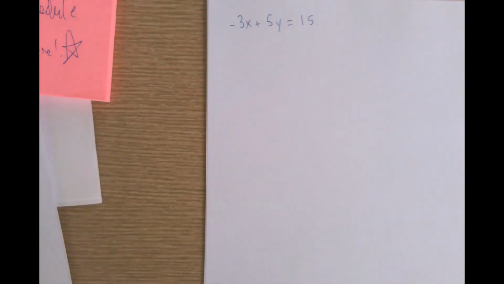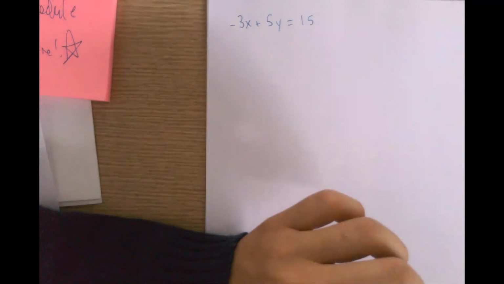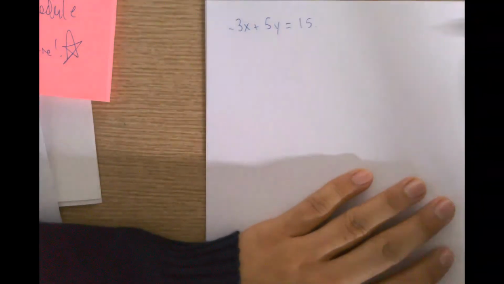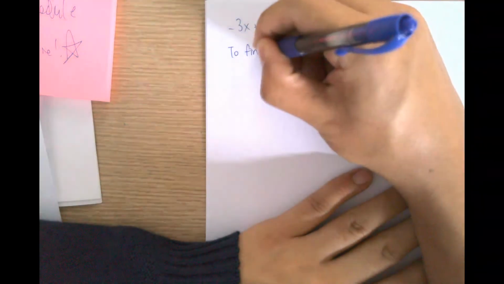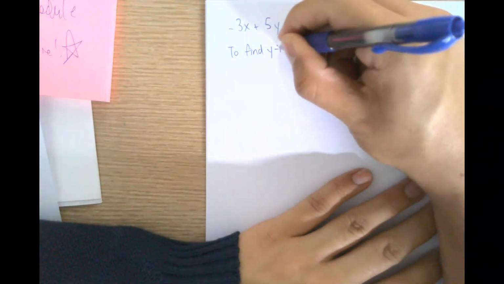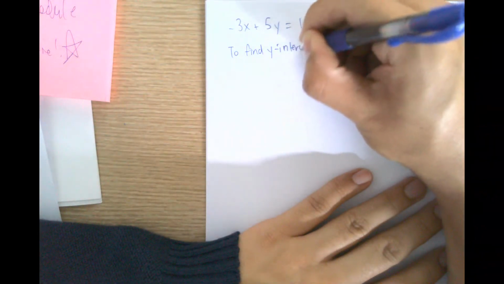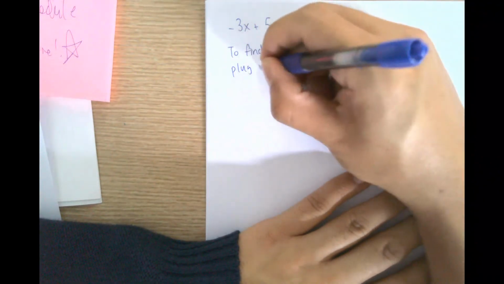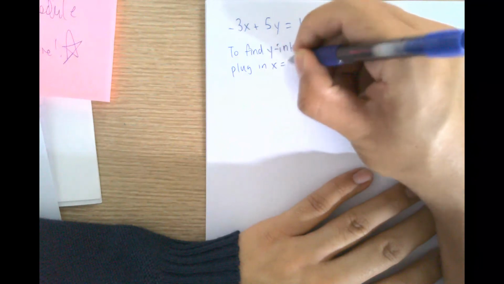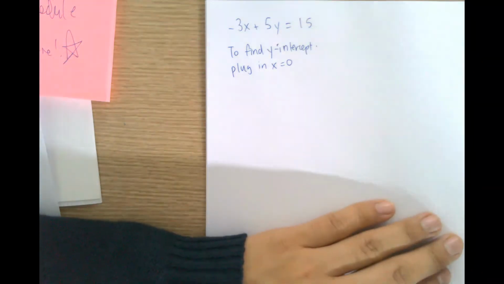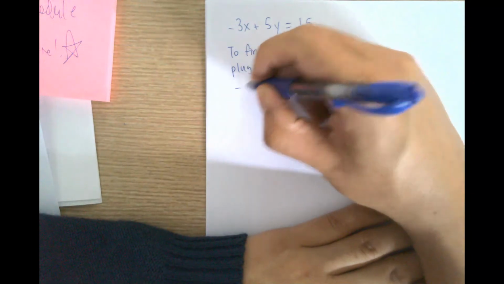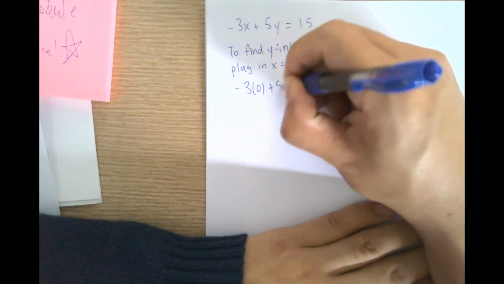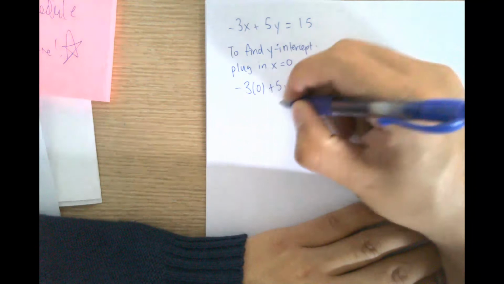Okay, so if they ask us to plot the line using the x and y intercepts, then what we need to do is to find the x and y intercepts. Okay. So to find the y-intercept, we plug in that x is equal to 0. So in this case, negative 3 times 0 plus 5y equals 15. We get 5y equals 15.